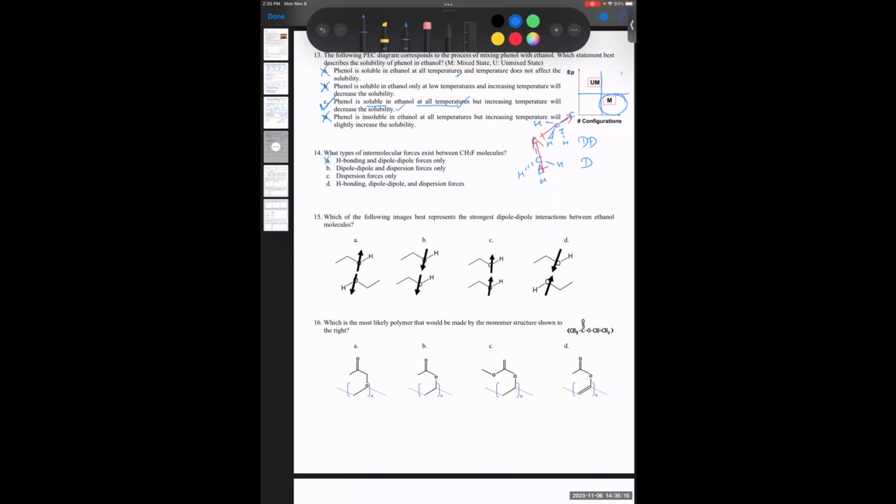So option A is out. Dipole and dispersion only is correct. This is out, this is out as well. So option B is the correct answer there.